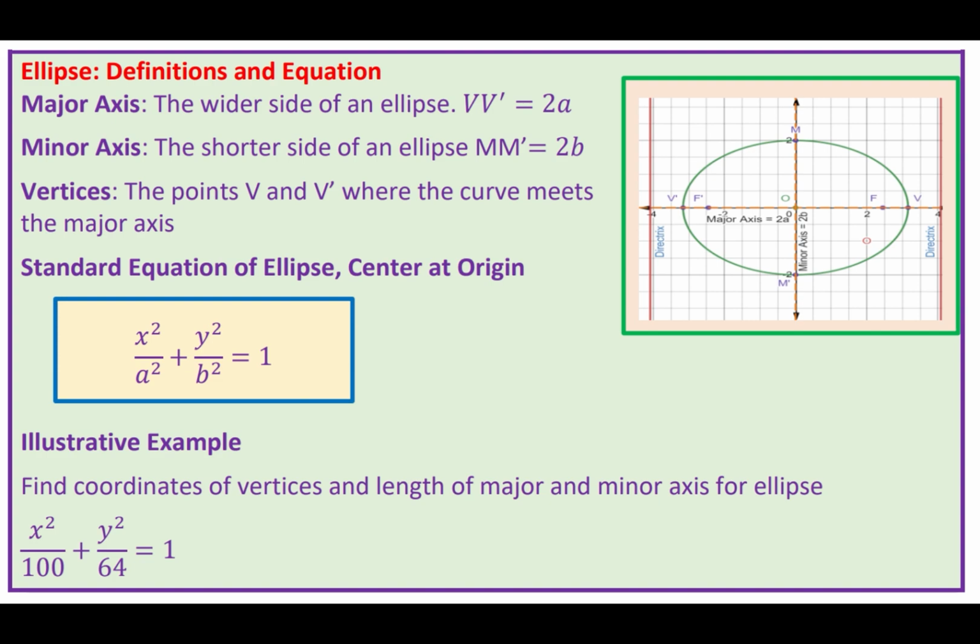Now let us find the coordinates of the co-vertices and then the minor axis length. The co-vertices will be the y-intercepts for the given ellipse, which is b. The square root of 64 is 8, and therefore plus or minus 8 will be the y-intercepts, and the coordinates of the co-vertices will be 0, plus or minus 8. The length of the minor axis will be 2b, which is 2 times 8, equals 16. I hope that is absolutely clear.